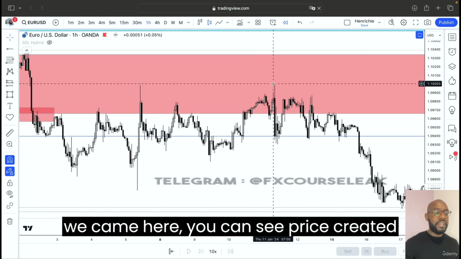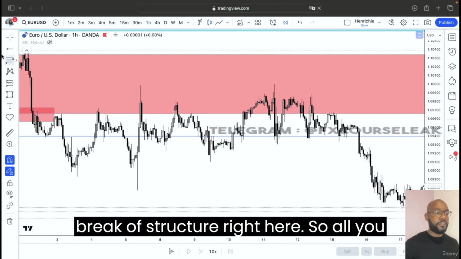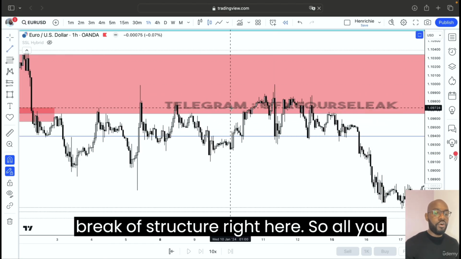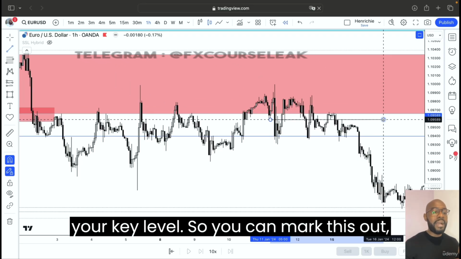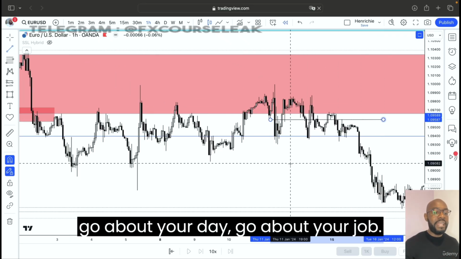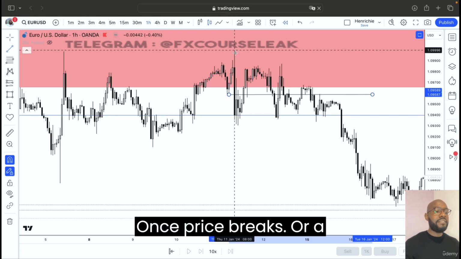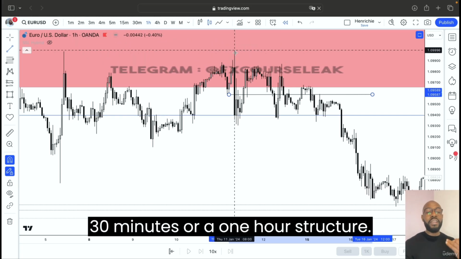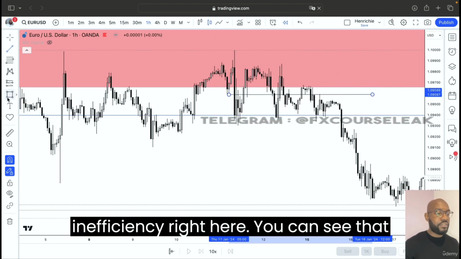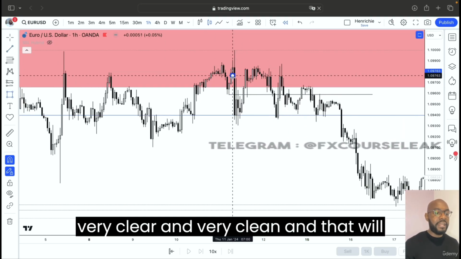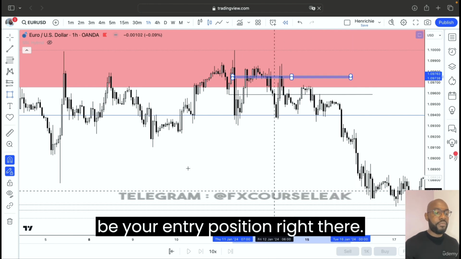And then we came here, you can see price created this low, created a high, and we saw a break of structure right here. So all you need to see is a break of structure from your key level, so you can mark this out, go about your day, go about your job. Once price breaks a 15 minutes or a 30 minutes or a 1 hour structure, all you need to look for is this inefficiency right here. You can see that very clear and very clean, and that will be your entry position right there.